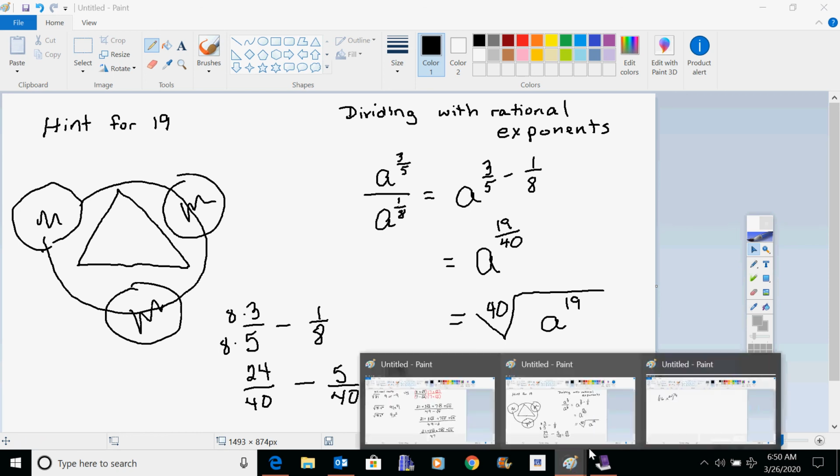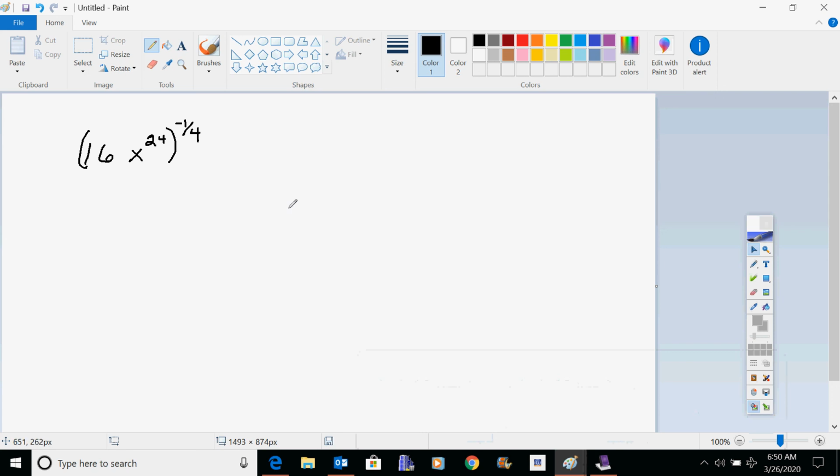And the last thing that I have for you this morning is that question from the end of 6-4 that asked for another example like the one that was at the end of the last problem. So we're going to take a look at this. This negative 1/4 as an exponent needs to apply to both of the things that are inside. So that means I need to do 16 to the negative 1/4, and x to the 24th to the negative 1/4 means you multiply those exponents.